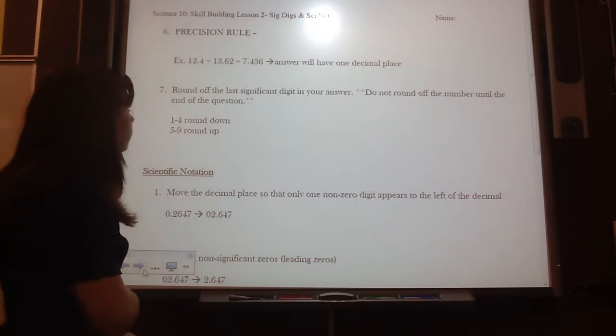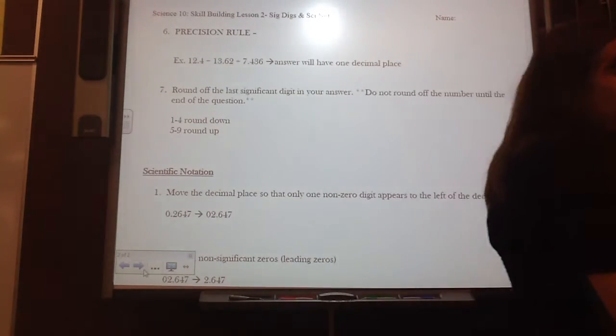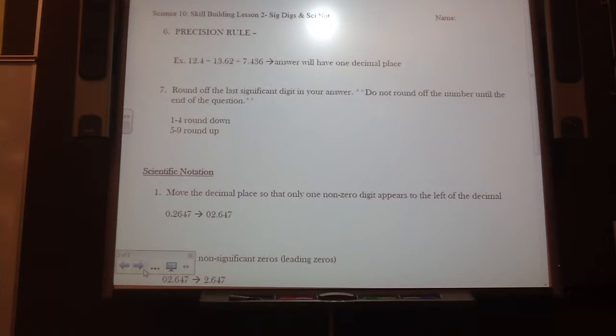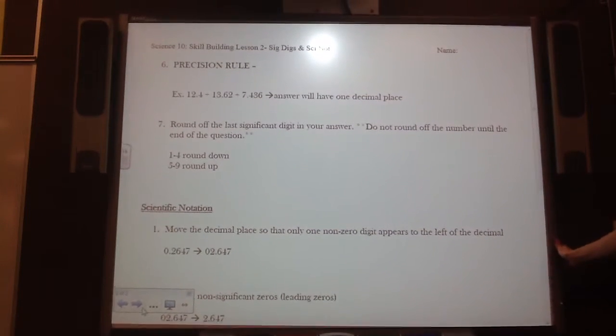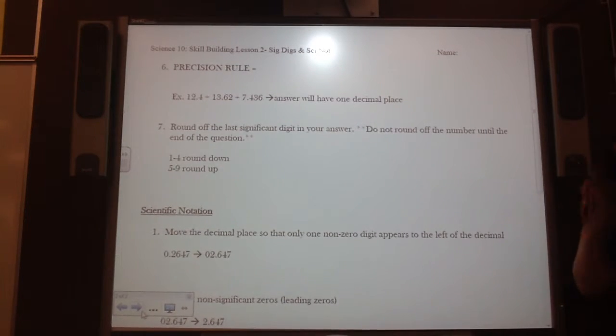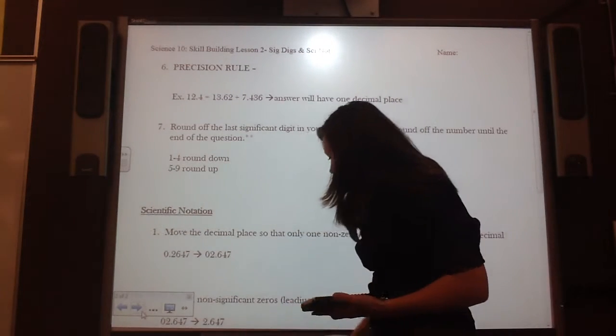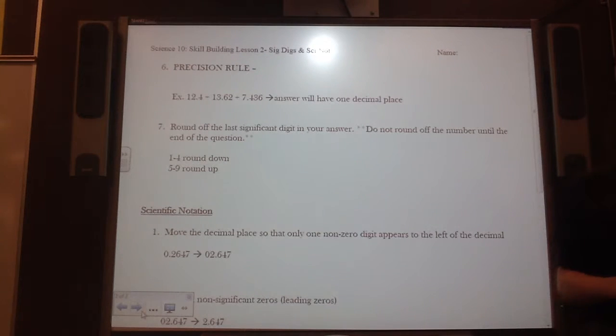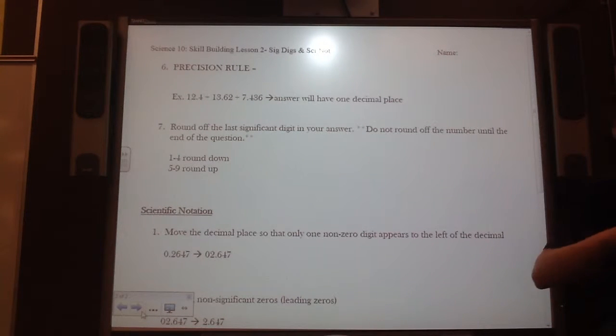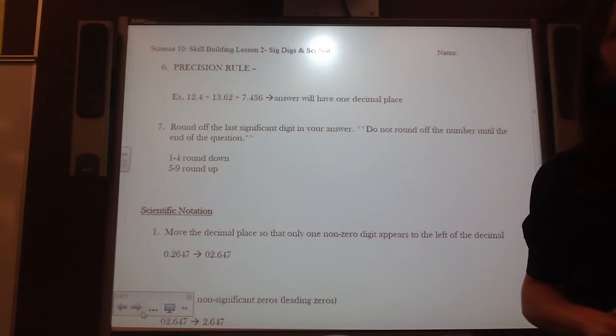Okay. So now we do the precision rule. You guys are doing good. Stay focused. This is important. Just try and stay as focused as you can. You're doing a good job. Okay, so the precision rule. If certainty rule was for multiplying and dividing, what do you think the precision rule is for?